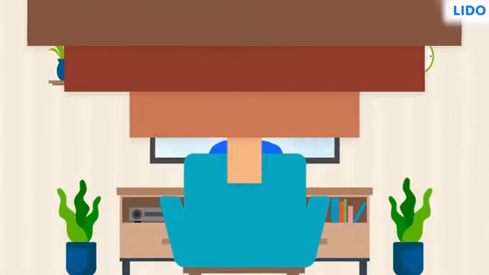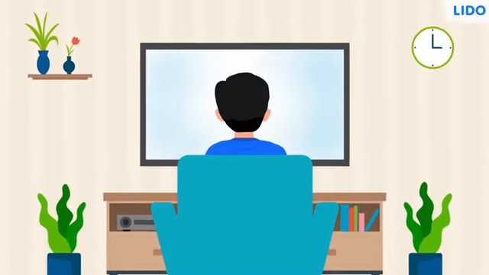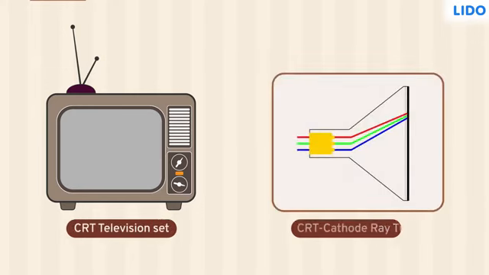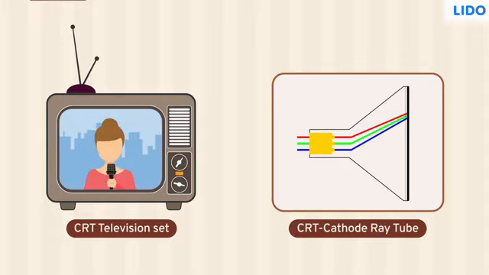Hi guys! We all love watching television, don't we? But television sets today are very different from the ones made 20 years ago. Yes, the television sets then had a box-like structure and were called CRT television sets. CRT stands for cathode ray tube, which was used to display images on the screen.